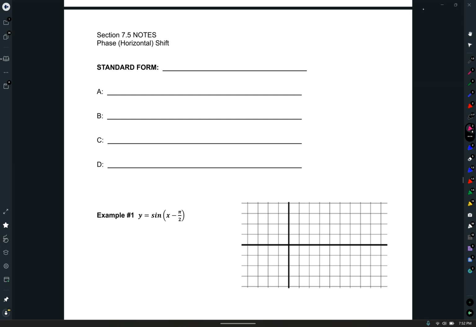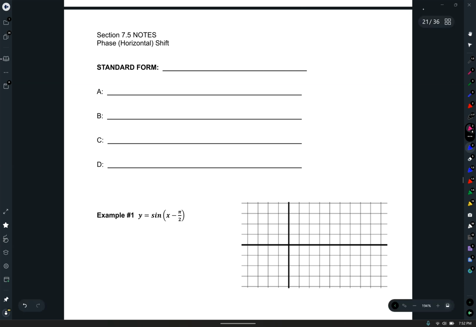So today is section 7.5 in pre-calculus, and this is going to be the last letter in our standard form. We've done 3 of them, and now we're going to bring in the final letter. This is going to be everything we're going to do related to sine and cosine graphs.